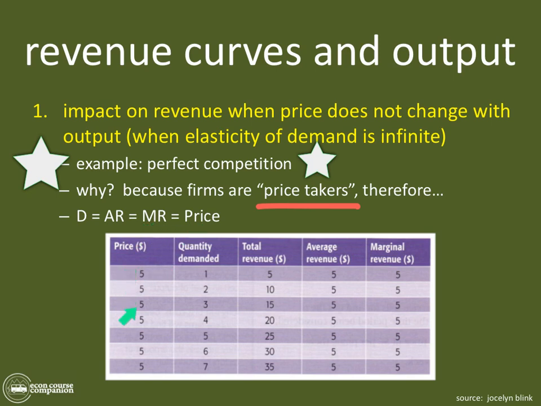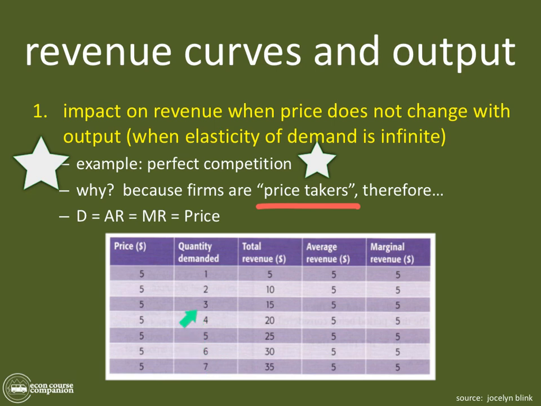So if the price is $5, just look at this chart given to us by Jocelyn Blink. By the way, Jocelyn Blink's Course Companion is excellent. If you're not using it and you're working on this on your own, I suggest you take a look at it. It's super good. I use it with my students here in Santiago, Chile, and it's the most widely used Course Companion on the planet. It's excellent. Anyway, this graph's from her.